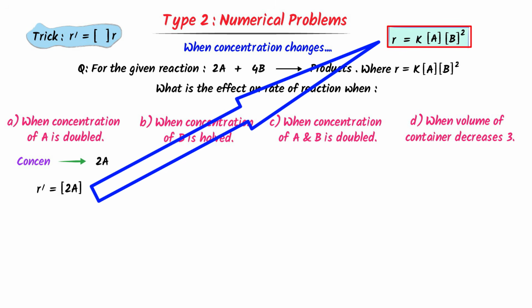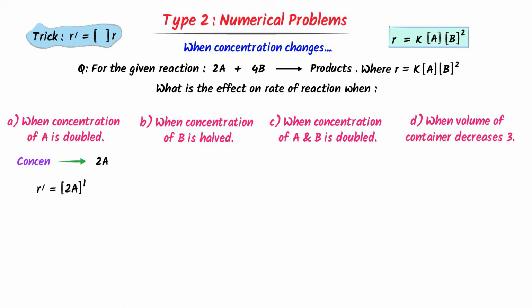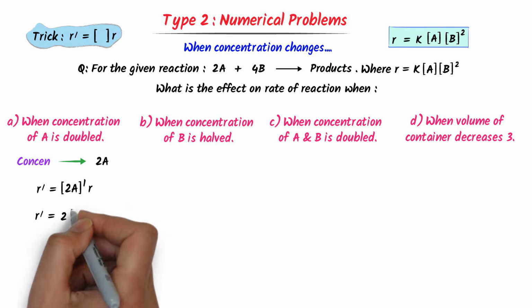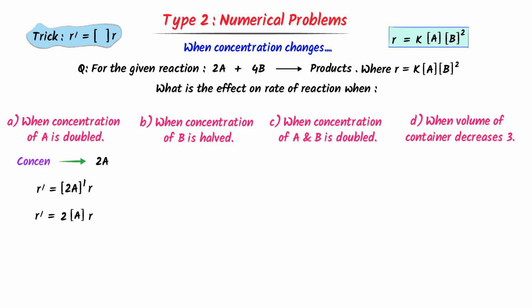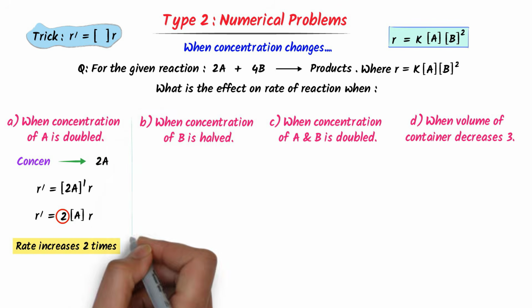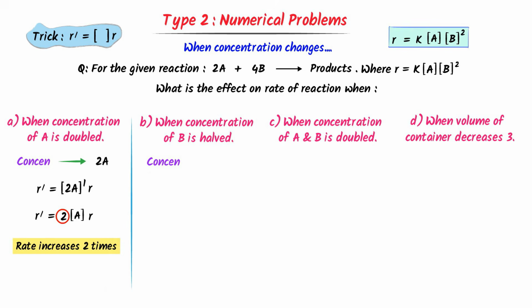According to the given rate of reaction, the value of x or the power of A is 1. I write here 1 into R. After calculation, I get R dash is equal to 2 into concentration of A into R. Thus rate of reaction increases 2 times when the concentration of A is doubled. Now in the B part, the concentration of B changes. It is halved or it is 1 by 2.